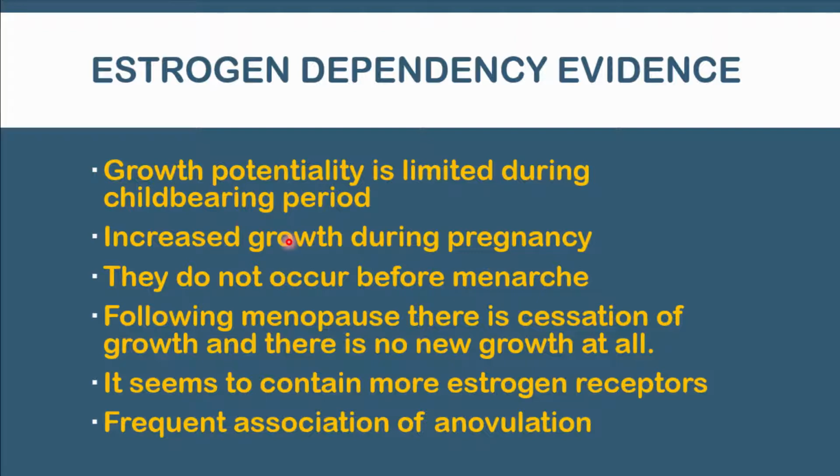Sometimes these tumors are going to be expressing more estrogen receptors than the surrounding uterus. And of course, we do not see these tumors before menarche, and after menopause they usually do not grow, and you don't form any new fibroids after menopause because estrogen won't be there, unless a woman is receiving estrogen from elsewhere. Then of course they are frequently associated with anovulation. So these are some of the factors that point us towards believing that these tumors are estrogen dependent.